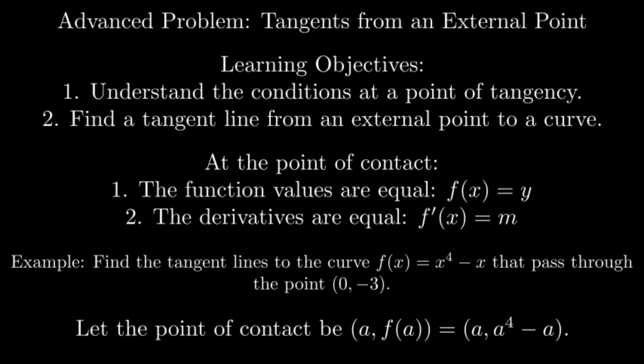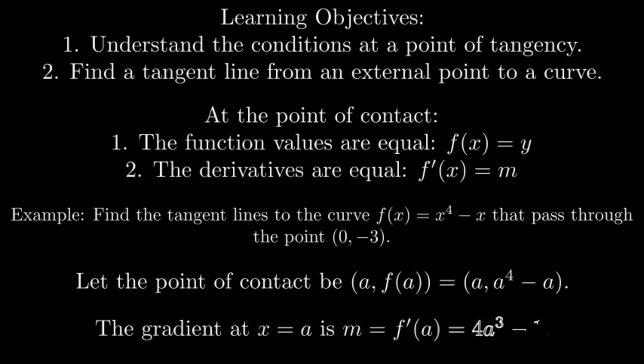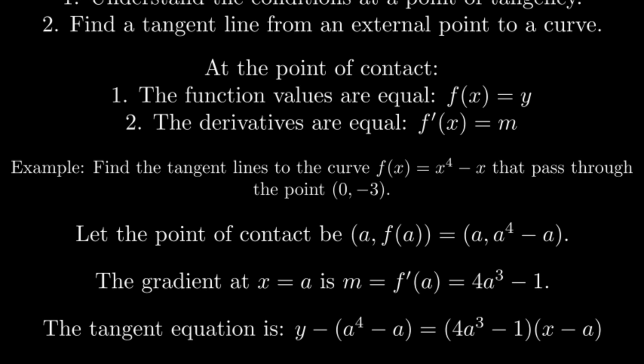Now, let's write the equation of the tangent line at this general point a. The gradient at a is given by the derivative f prime of a, which is 4a cubed minus 1. Using the point-slope form, the equation of the tangent line is y minus (a to the fourth minus a) equals (4a cubed minus 1) times (x minus a). This is the equation for any tangent to the curve.